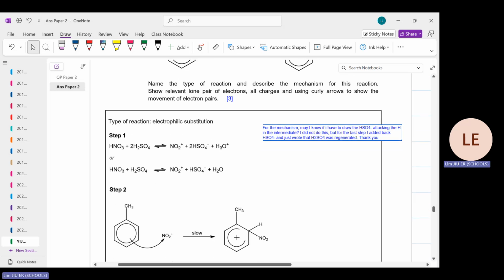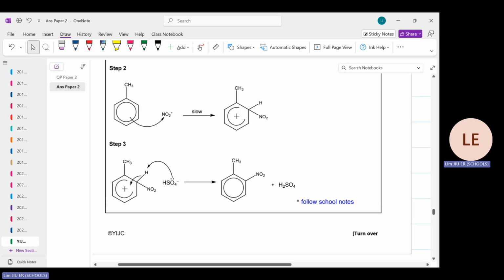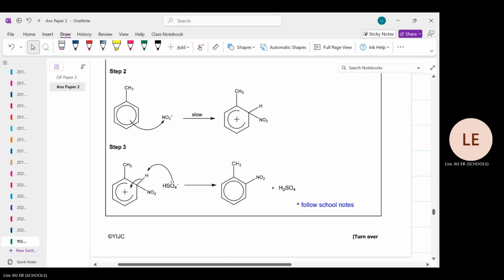There is a question here about the mechanism itself: may I draw HSO4 minus attacking the H in the middle? I did not do this, but for the first step, I added it back. My answer to you is just follow your school notes, which is our notes, and that will be good enough. But this will be a good point to learn: this O actually has a lone pair of electrons that is going to form a bond with the H. This is a good learning point, but for our college, we just write the HSO4 minus because it's a fast step. So just follow our school notes will be good enough.